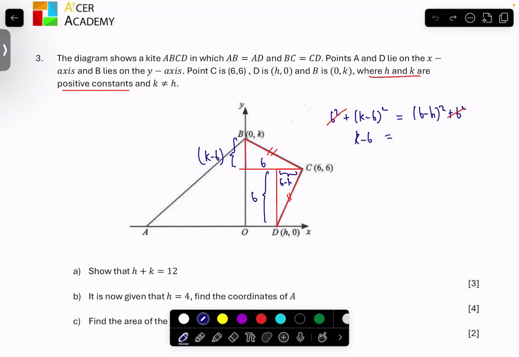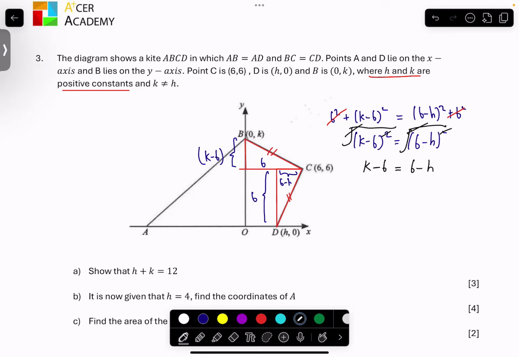Let me rewrite. (k minus 6) squared is equal to (6 minus h) squared. If I take the square roots on both sides, that will take away the square. So k minus 6 equals 6 minus h. Shift it over, h plus k equals 12, shown.